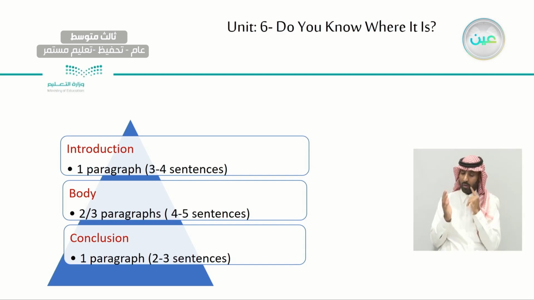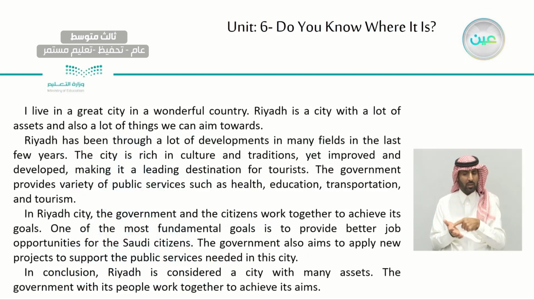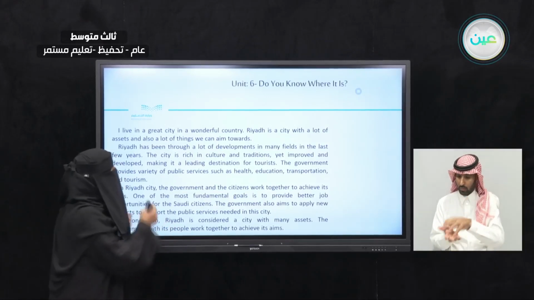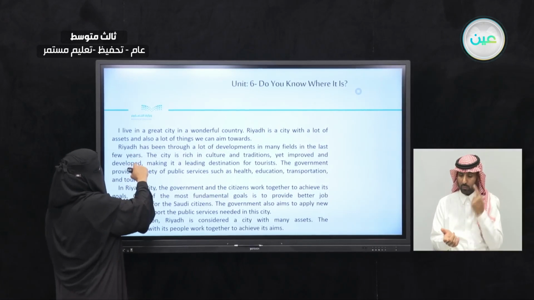I asked you to write about the aims and assets of your city or neighborhood. I have written this example for you. I wrote about Riyadh, but you can write about your own city. It doesn't have to be a city; you can write about your own neighborhood. Let's read it together.